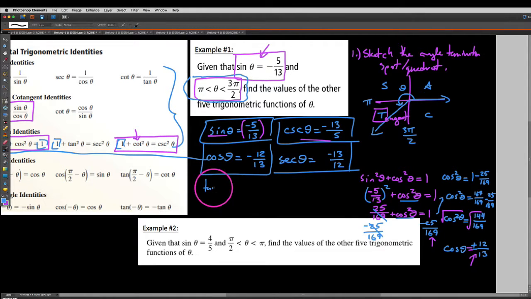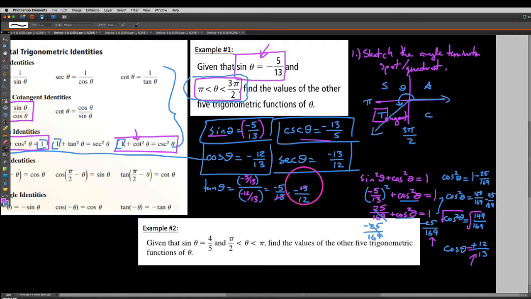tangent of an angle is equal to the sine value over the cosine value. So I'm going to write this out here. We say, now that I know my sine is negative 5/13, and my cosine is negative 12/13, we're going to need to multiply by the reciprocal here. So negative 5/13 times negative, and this will be 13 over 12.